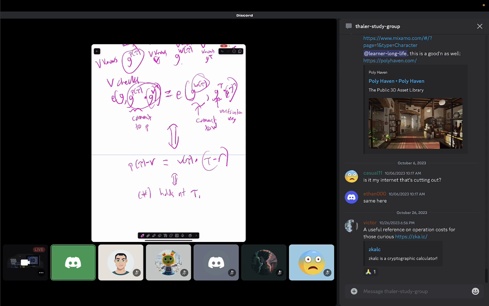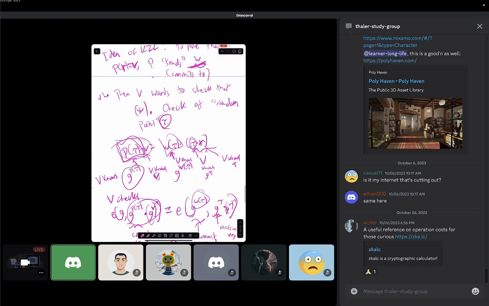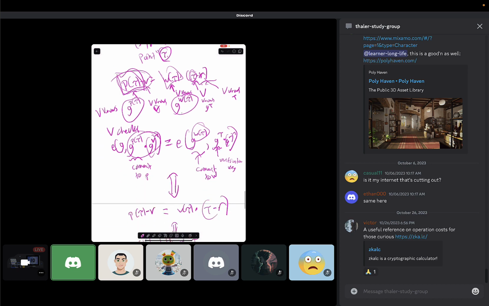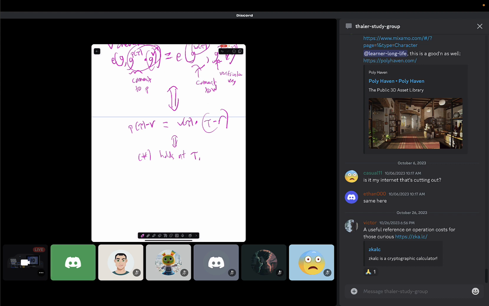Okay, so that's KZG commitments. That's how they work. So you see the evaluation proof is just the commitment to W, and the verifier just does two pairing evaluations. Okay, any questions about that?